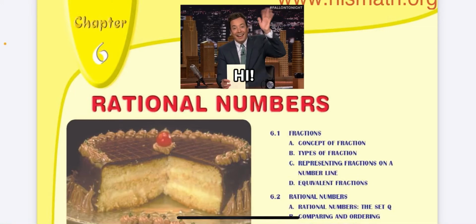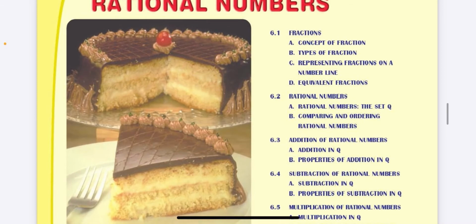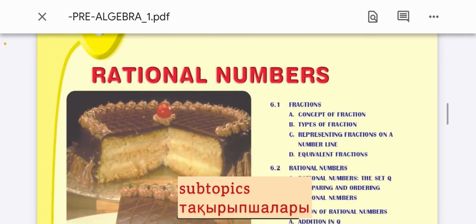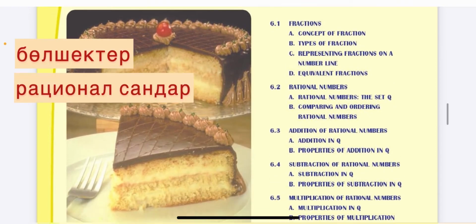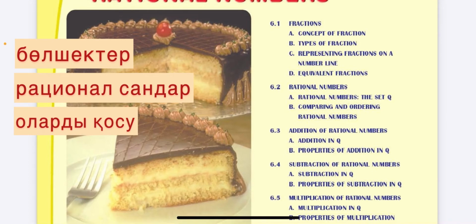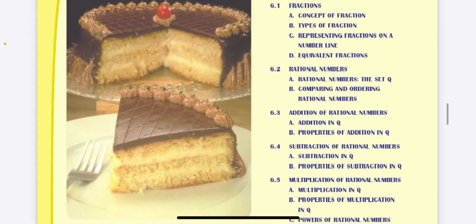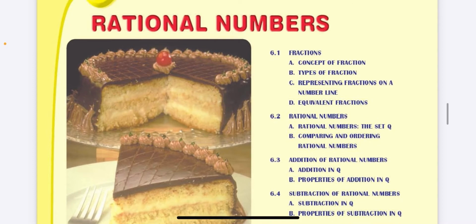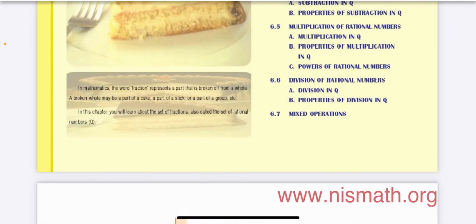Hello, today we'll be talking about rational numbers, a new chapter, and it has many subtopics. I'll be stopping at fractions, rational numbers, addition, subtraction of rational numbers, multiplication, division of rational numbers. And look at how cute this picture is. It is related to our topic, piece of cake. And mixed operations, of course.